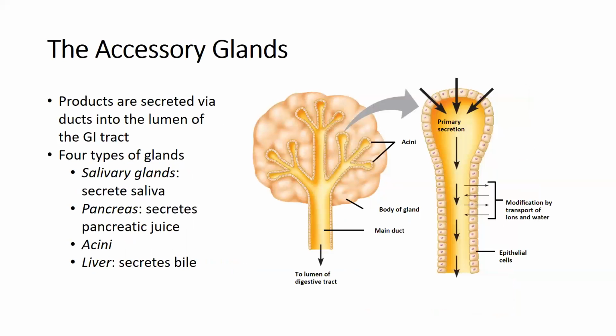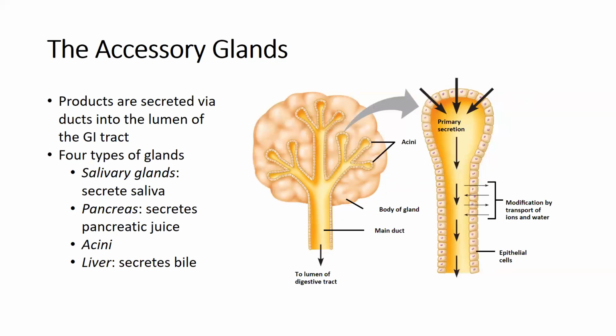Let's talk quickly about the accessory glands. So we have the salivary glands. We talked about those are in the oral cavity. Those secrete saliva. We mentioned the two functions of saliva to be beginning the breakdown process and lubrication.